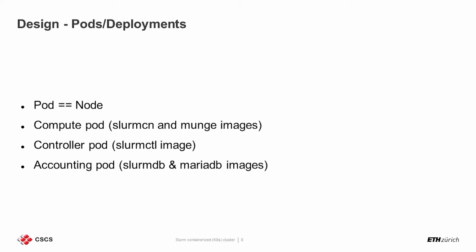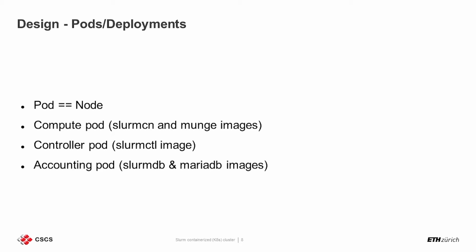Okay, so that's from the container point of view. In terms of the pod, it's very simple. For us, a pod is the equivalent of a compute node. So for example, we have three types of pod: a pod for computing, a pod for the controller, and a pod for accounting. And you can see the different images, the different containers that are involved in each of the pods.